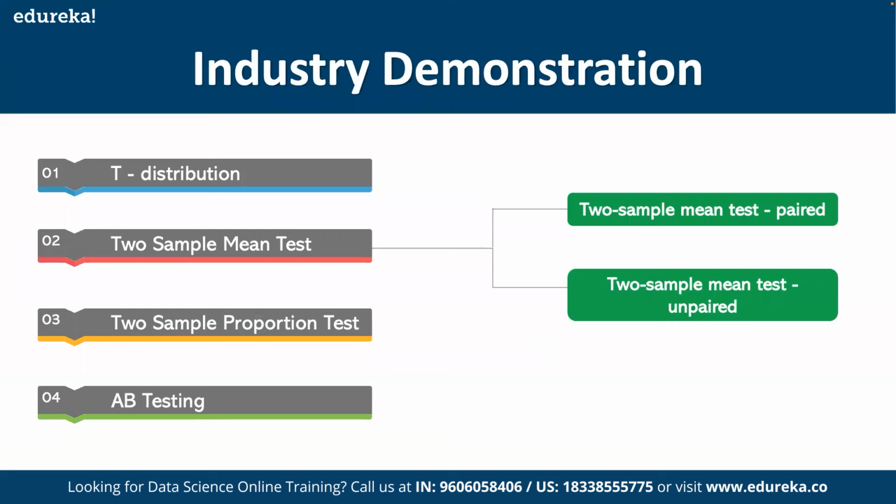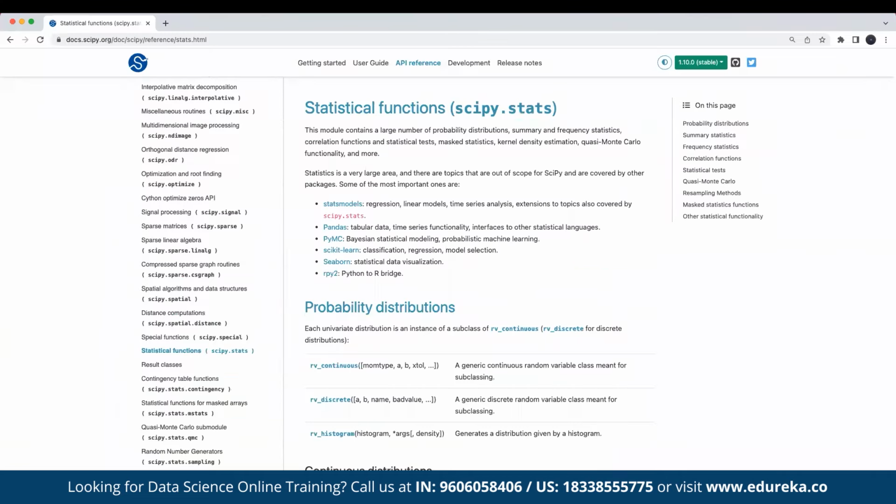All right, team. In order to implement this in the Python programming language, we can make use of various functions available inside the SciPy library. From the SciPy library, there's a specific module called stats. Let me show you the official documentation of the same. This is the official documentation page of scipy.stats. Here we've got various statistical functions under scipy.stats.